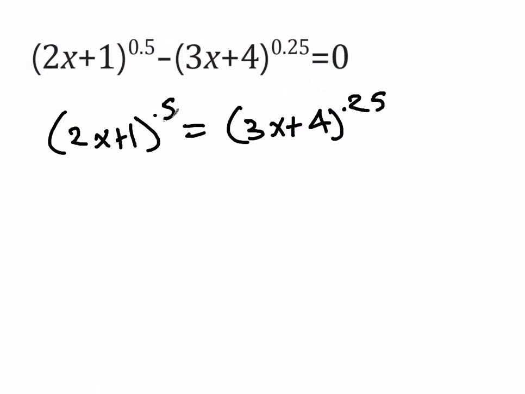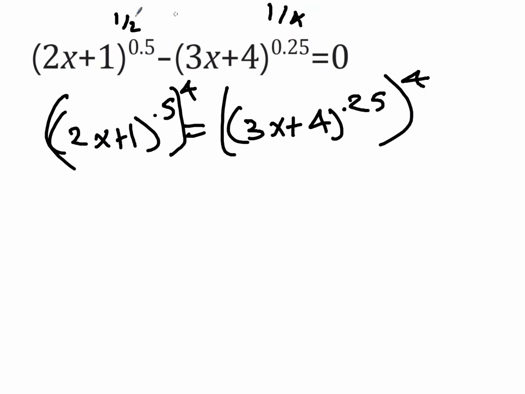You want to raise both sides to something that will make the fractions go away. Well, if I raise both sides to 2, I'm still going to have a fraction over here. 0.25 times 2 is 0.5, so that doesn't help me. If I raise both sides to 4, however, 0.25 times 4 is 1, so no fraction over here, and 0.5 times 4 is 2, so no fraction over there. So this is 1/2, and this is 1/4, so I'm going to raise both of them to the least common denominator of these two rational exponents, which in this case is 4.